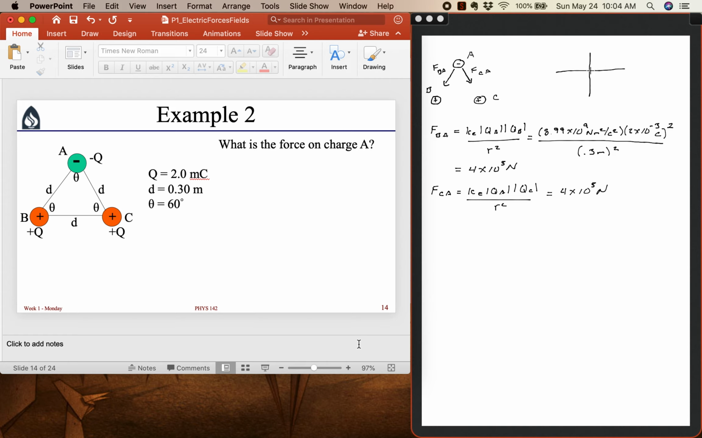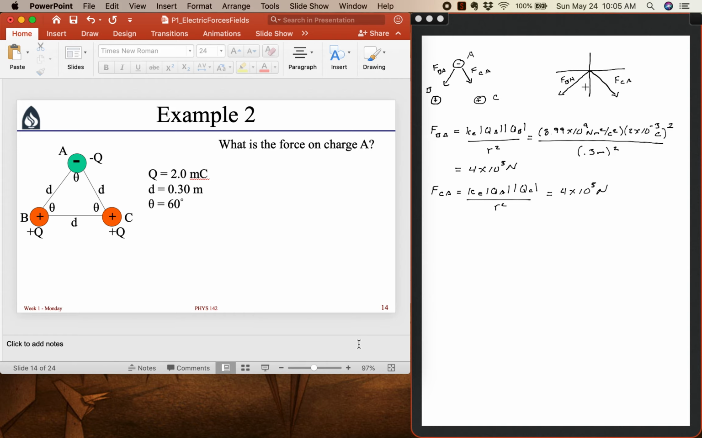So I have, first I am drawing the force of C on A, and then I also have the force of B on A. So those are the two force vectors I'm adding together. Now both of these force vectors make an angle of 30 degrees with respect to the negative y-axis.